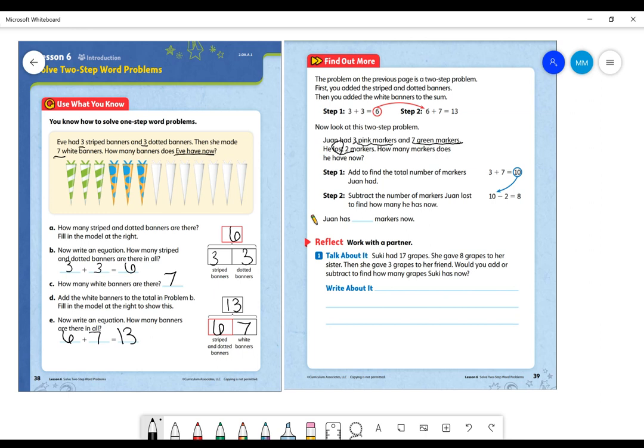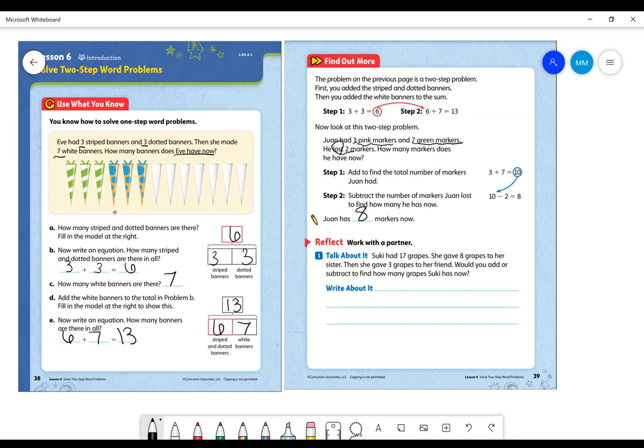If I lose something, am I getting more or less? I'm getting less, right? So we had 10 altogether, but he lost 2. How many does he have now? Juan has 8 markers. So these two-step problems, we might have to add twice. We might have to add 2 parts and then subtract a part from our whole. So it's really important that we listen to that story problem, that word problem, more than once.